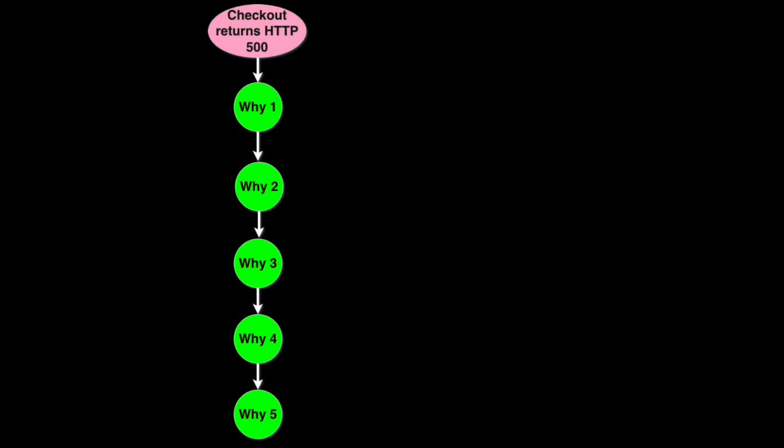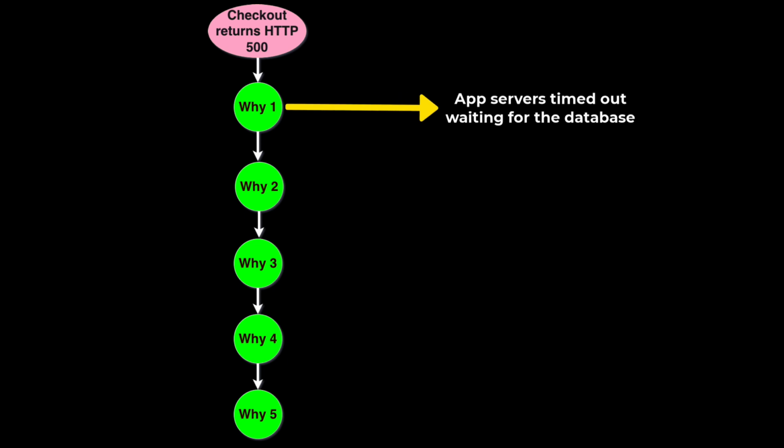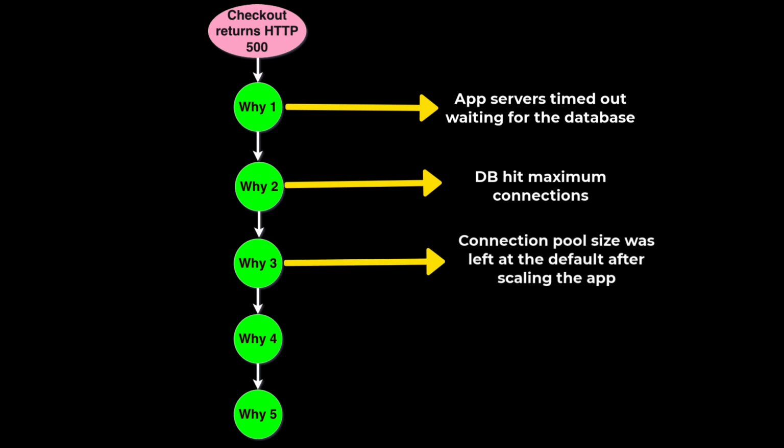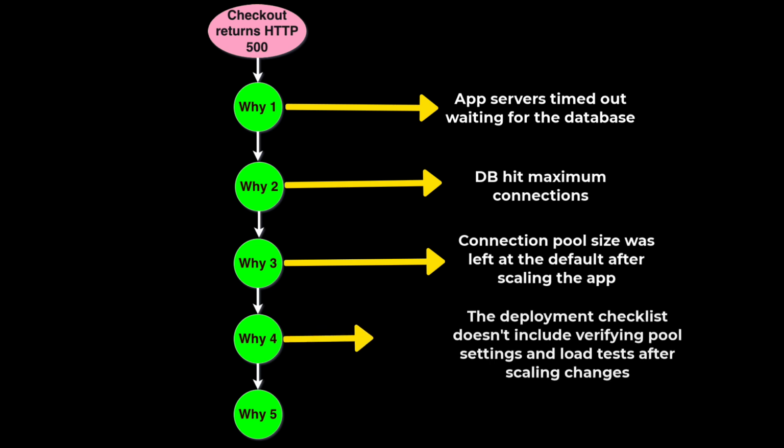Now, our example. Problem. Checkout returns HTTP 500. Why? App servers timed out waiting for the database. Why? DB hit max connections. Why? Connection pool size was left at the default after scaling the app. Why? The deployment checklist doesn't include verifying pool settings and load tests after scaling changes.